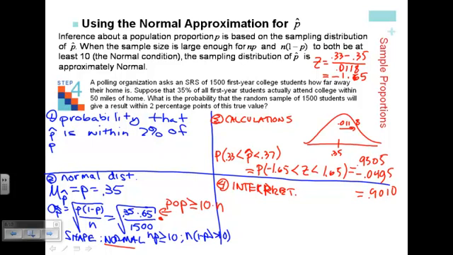If we do repeated random sampling from this population, 90.1% of all the p-hats will be within 2 percentage points of the real proportion. Is that okay? Great.